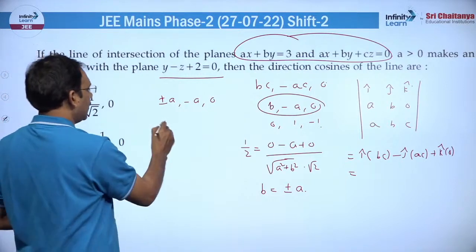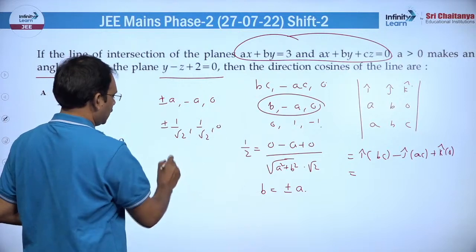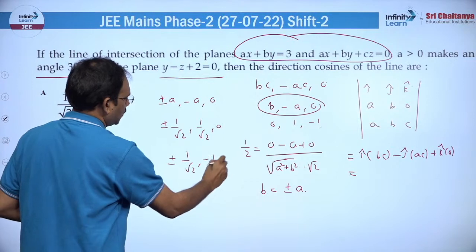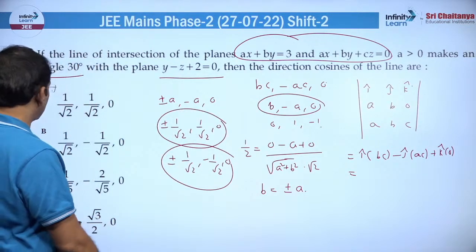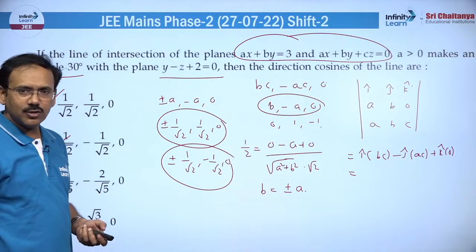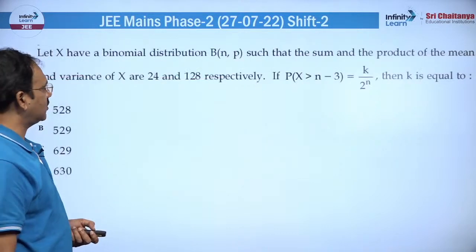So you will get plus or minus 1 by root 2, comma 1 by root 2, comma 0, or plus or minus 1 by root 2, comma minus 1 by root 2, comma 0. You can maintain any of these as DCs. So I can say option B as well, option A also correct. This is why A or B should be given for this particular question.